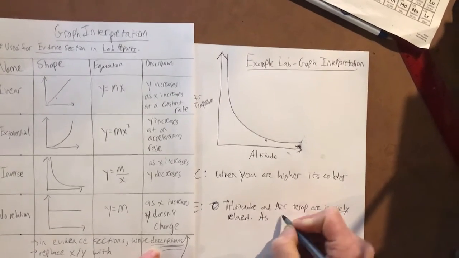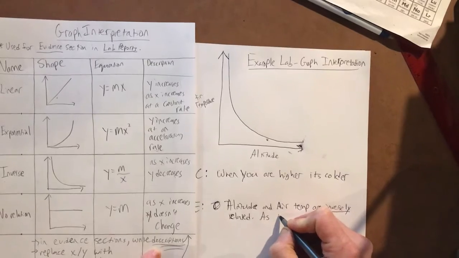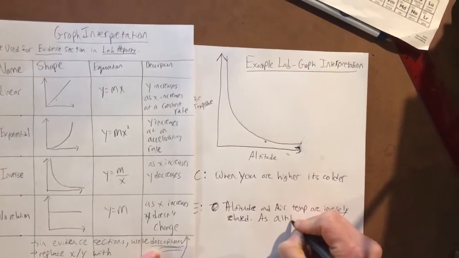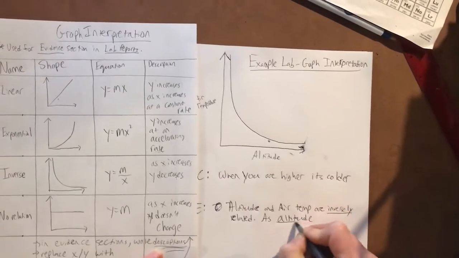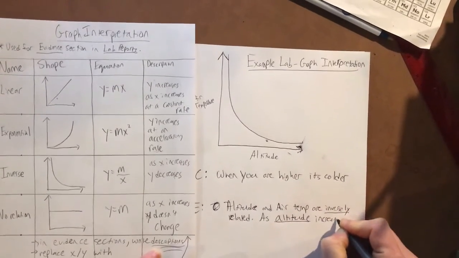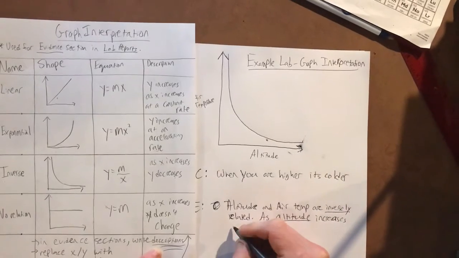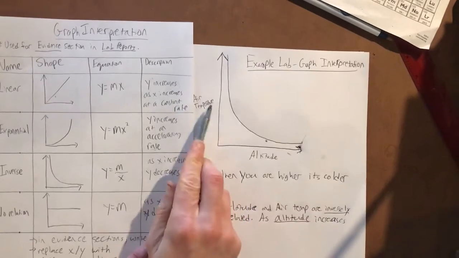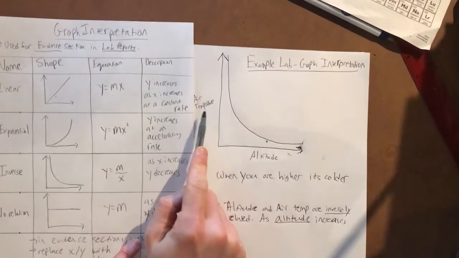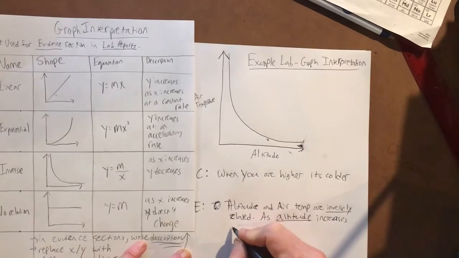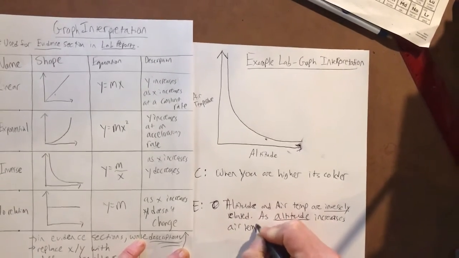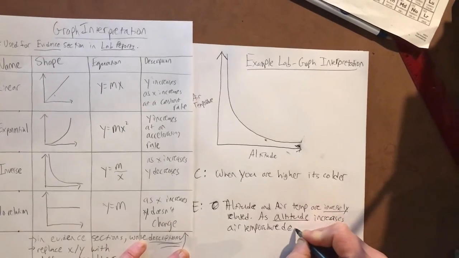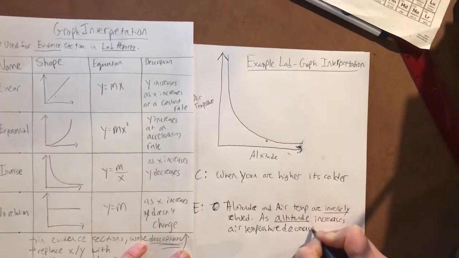Okay, so we'll say as x. Well, what's on the x? Altitude. Okay, so we're going to say as altitude, not x, but as altitude increases on the graph, y decreases. Now, I'm not going to write y, but I'm going to write air temperature instead of y, because that's on the y-axis. Air temperature decreases.